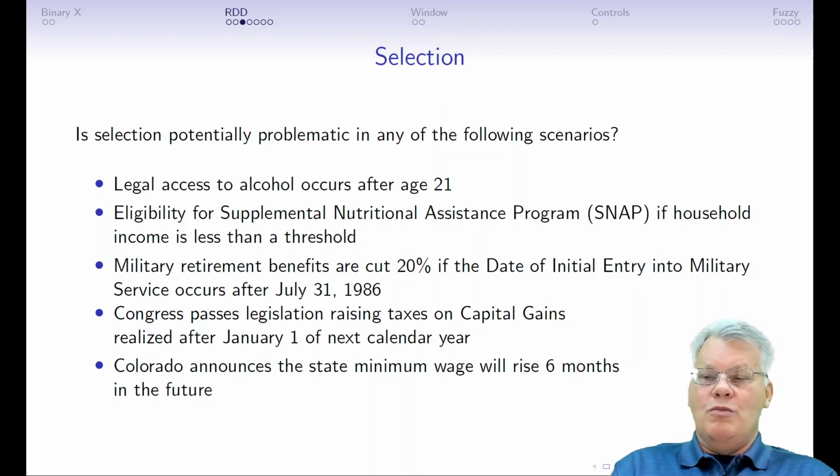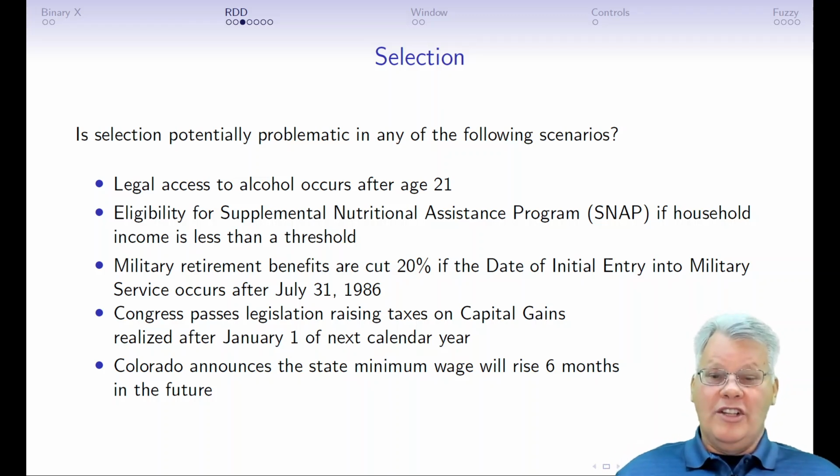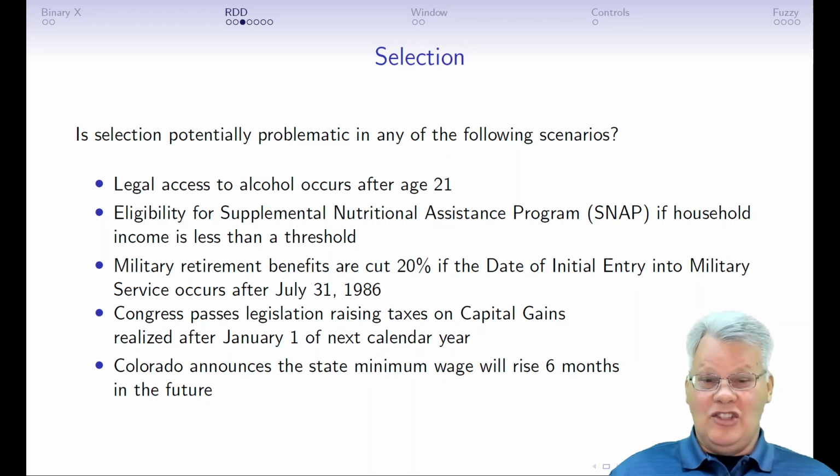But as you move farther away from July 31st, 1986, I would argue that there probably isn't too much manipulation, but there might be some. So the next one: Congress passes legislation raising taxes on capital gains realized after January 1st of the next calendar year. This is a classic.